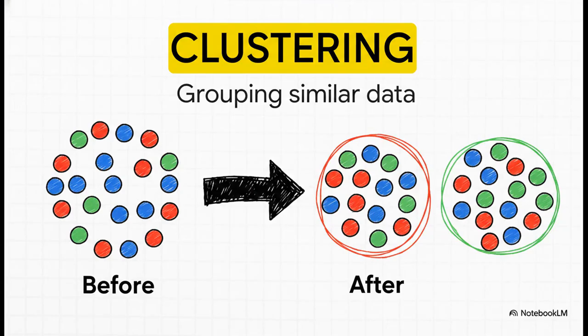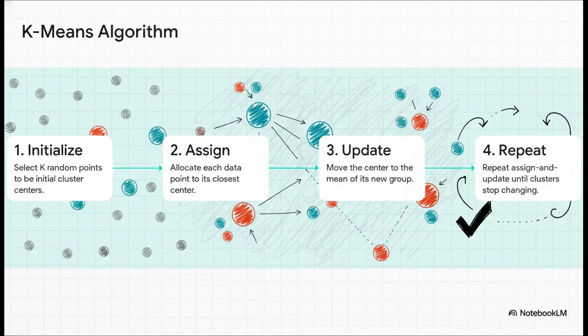By far, the most common unsupervised task is something called clustering, just finding natural groups in your data without any labels to guide you. Think about sorting customers into different market segments. A classic algorithm for this is k-means, and its logic is surprisingly simple. Let's see how it works. The whole process is really elegant.